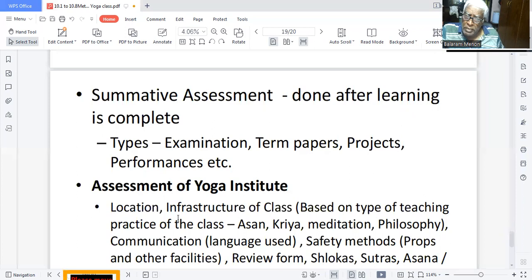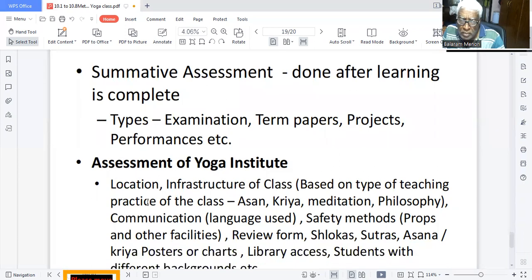Location, where it is situated, whether it is accessible to all the students. Infrastructure of the class, based on type of teaching, practice of the class, whether kriyas are taught, meditation is taught, philosophy in the sense of Bhagavad Gita, scriptural knowledge, Patanjali Yoga Sutra, whether any idea of the Patanjali Yoga Sutra is given or not, the importance of Patanjali Yoga Sutra in Hatha Yoga, Gyananda Samhita, importance of different asanas and benefits as mentioned therein. Okay, these are being taught.